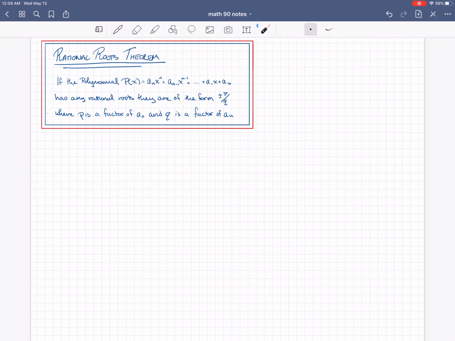So as we've discussed before, when we write polynomials, we are going to be writing them in order by decreasing power. So a sub n is the leading coefficient, meaning that it is the coefficient associated with the highest degree term. And then a sub 0 is the constant term.